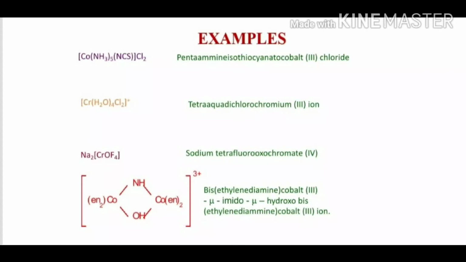The next example is an example for a bridged complex. There are 2 ligands present. One is an imido ligand, another one is a hydroxo ligand. So both are making a bridge between the 2 cobalt atoms. So totally here 3 types of ligands are present: ethylenediamine, imido, and hydroxo.